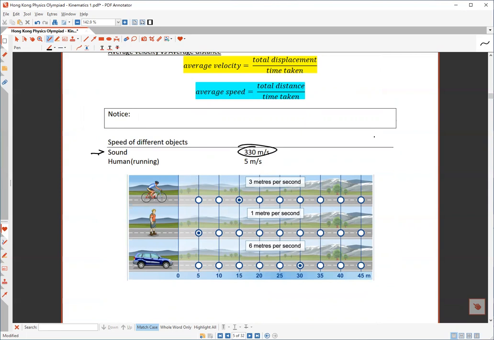Almost all of the public transport has a speed less than the speed of sound. There are some aircraft that can move faster than sound, but it's rare.